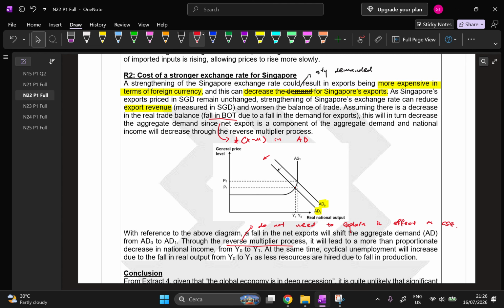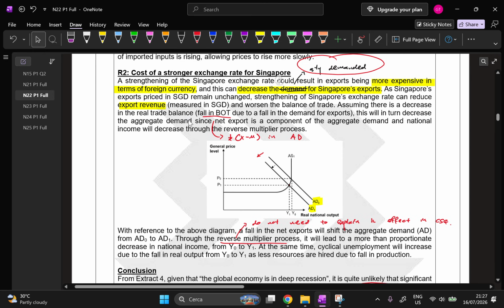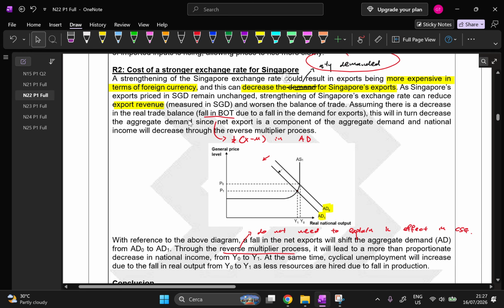Please change this demand to quantity demanded here. Okay? Because if price increases, exports become more expensive. I am not increasing demand. I have not changed any demand factor. This is a movement along the demand curve, not a change in demand. This is not a shift of the demand curve. This is a movement along the demand curve. I say again, it's quantity demanded that changes. The answer key is wrong. Yeah, Hua Chong.